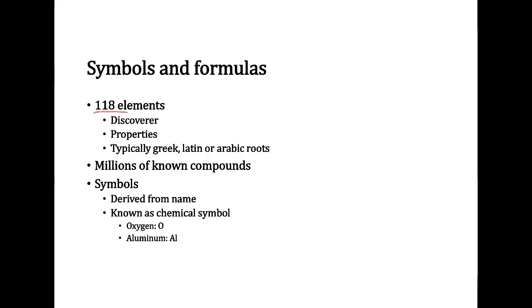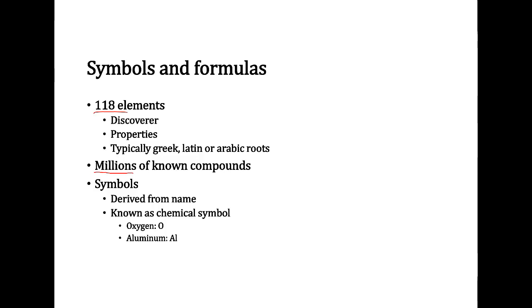Out of these 118 elements, there are millions of known compounds. And really, there's probably about 40 to 50 elements that make up the majority of these compounds. But there's millions and millions of compounds that are either formed naturally or synthesized in a laboratory setting. So this is quite incredible as you start to think about it.